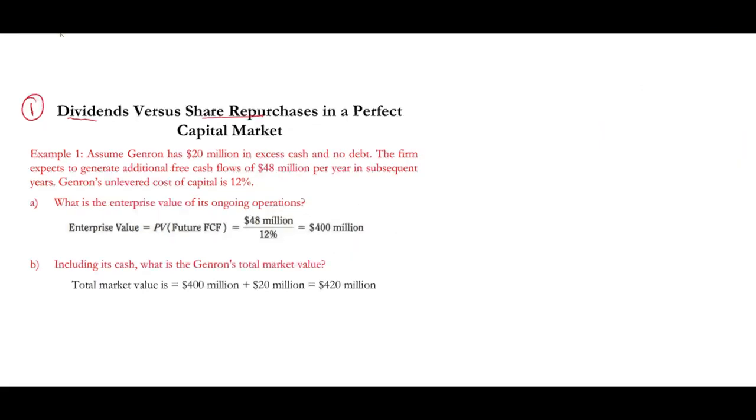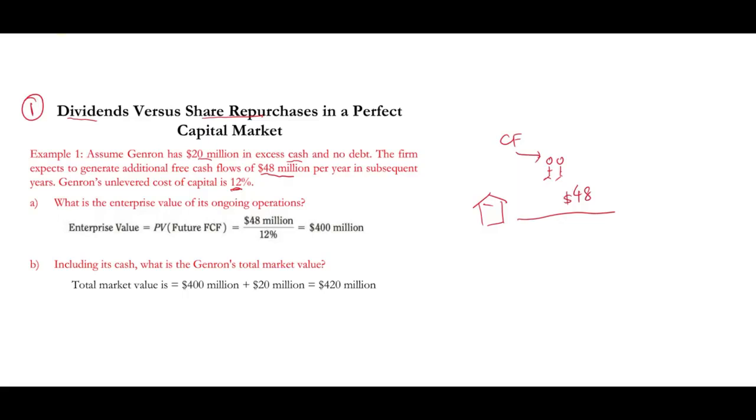Now we take three situations. The first situation is, assume the company has 20 million in excess cash and has no debt. So this company is an unlevered firm, meaning that whatever the cash flow would be would be distributed to shareholders. The firm expects to generate additional free cash flow of 48 million per year in subsequent years. The company's unlevered cost of capital is 12%, so it means the company is expecting that from next year, for the coming years, the cash flows would be 48 million every year.